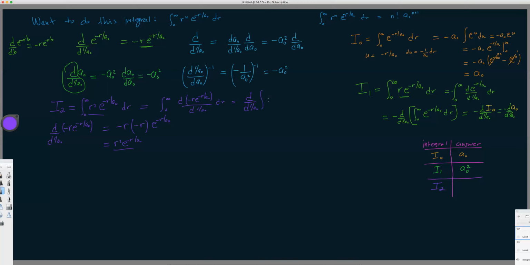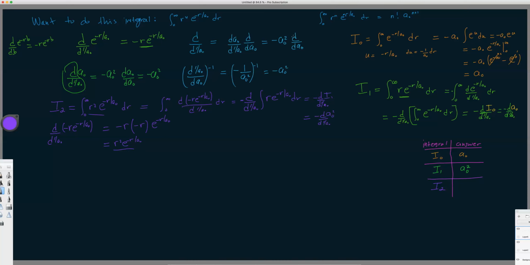And then we have a minus sign here, right? The integral r e to the minus r over a naught dr. This is the integral I1. So it's minus d 1 over a naught times I1, okay? I know what I1 is. It's a naught squared. So it's minus d 1 over a naught of a naught squared.